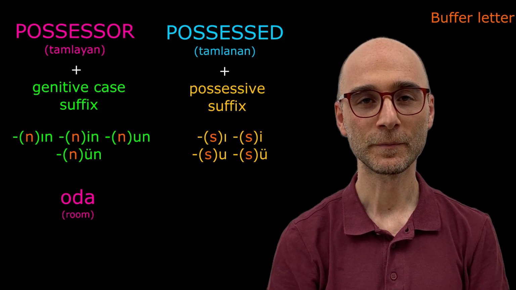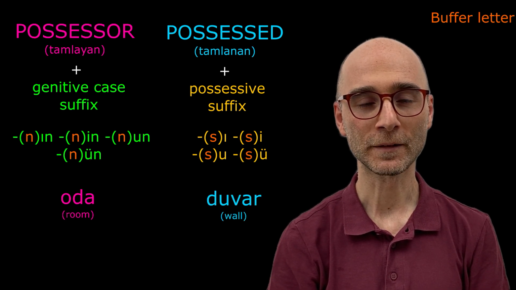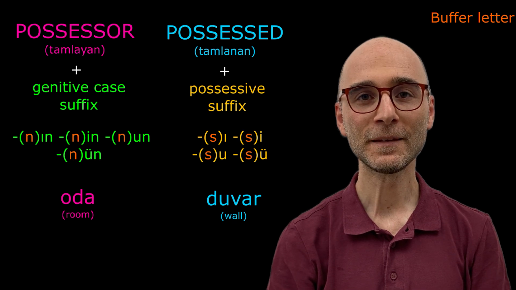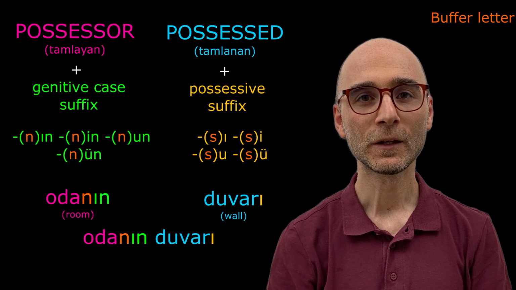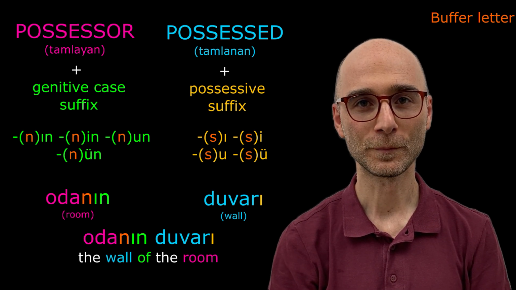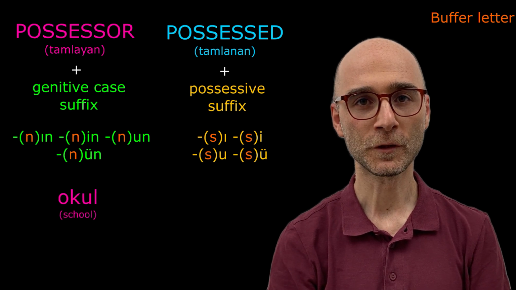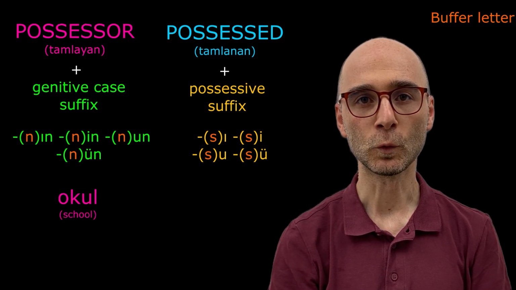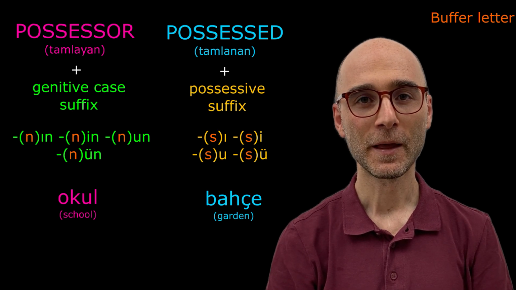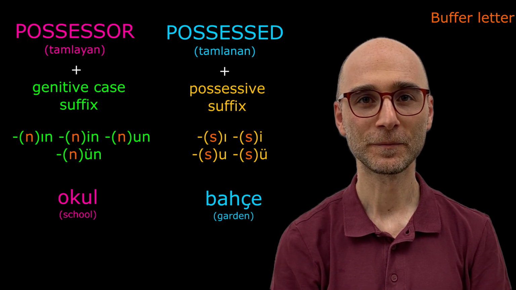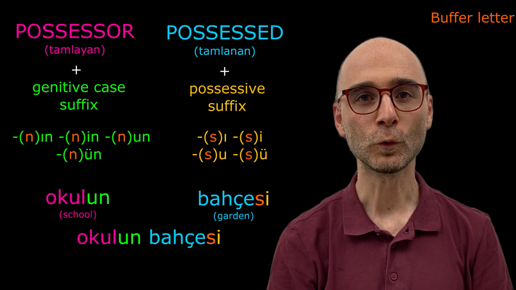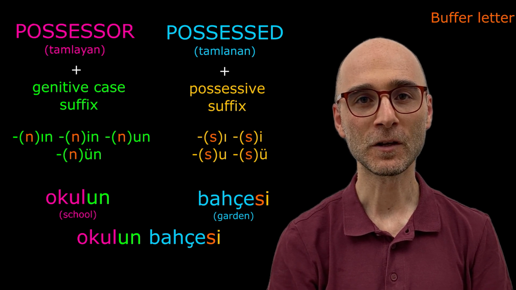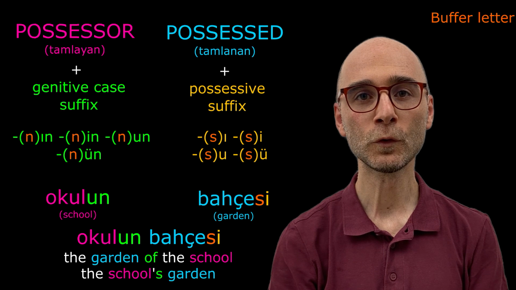Another one. Oda is the possessor. This means room. Duvar is the possessed. This means wall. Let's attach the suffixes. Odanın duvarı. The wall of the room. Another example. Okul is the possessor. Okul. This means school. Bahçe is the possessed. Bahçe. This means garden. Let's apply the suffixes. Okulun bahçesi. This means the garden of the school or the school's garden.